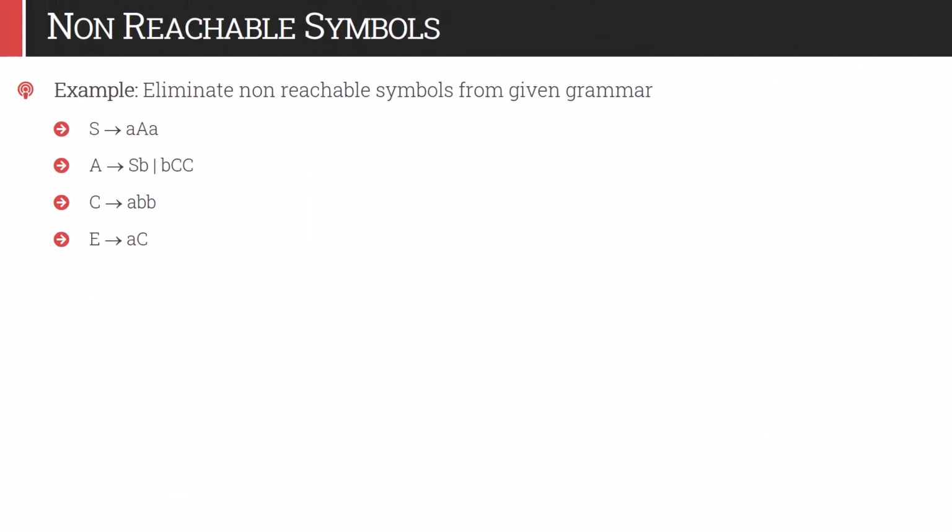Let us try to understand with the help of an example. So for this grammar, we will start drawing the dependency graph. So the first production says S gives small a, capital A, small a.